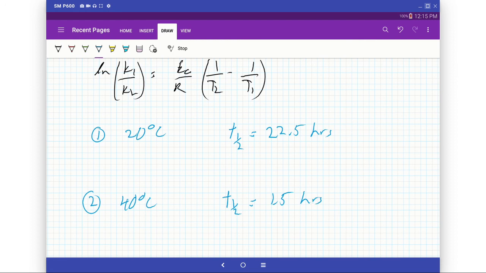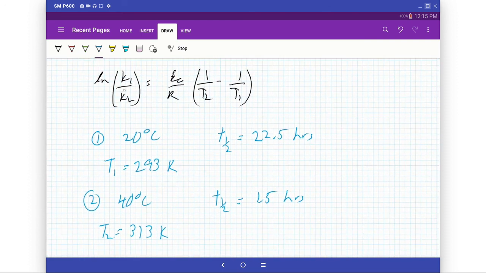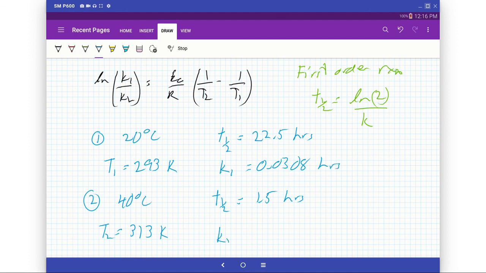We need to make a few changes to this. As a reminder, the temperature needs to be in Kelvin. So T1, this is capital T1, is 293 Kelvin, and T2 is 313 Kelvin. Nowhere up here do we have the half-life, but we have the rate constant. You were told in the question that this is a first order reaction. In a first order reaction, T1 half is natural log of 2 over K. So you're able to calculate K1 is equal to 0.0308 per hour, and K2 is 0.462 per hour.